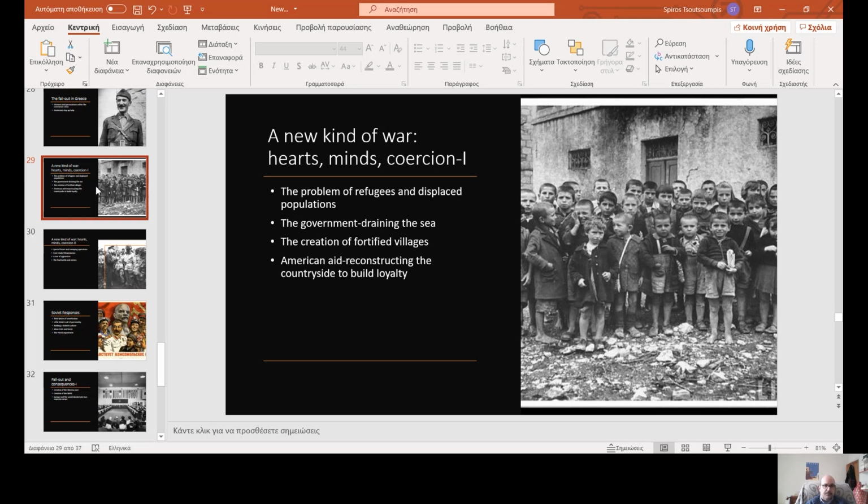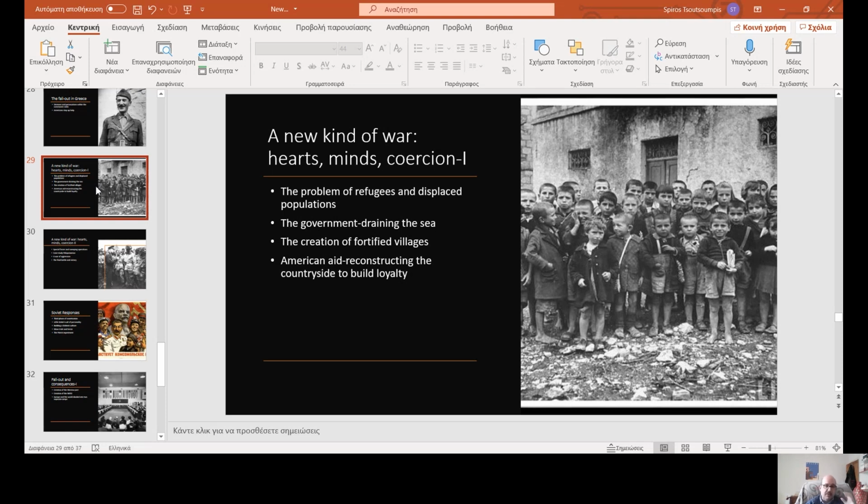So they decide to pursue a policy of draining the sea. The idea is that the communist insurgents move like a fish in the sea. The sea is the peasantry. The sea is the countryside. The countryside gives them food, hideouts, recruits. So the Greek government decides that it has to drain the sea. What do I mean by this? Remove the peasants from the countryside. And if I remove the peasants from the countryside, there are no more recruits. There's no more help. There's no more food for the communist insurgents.